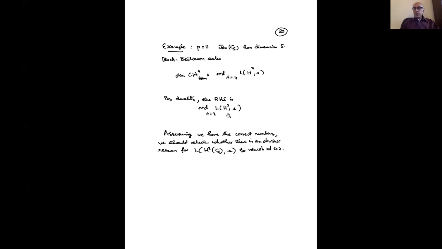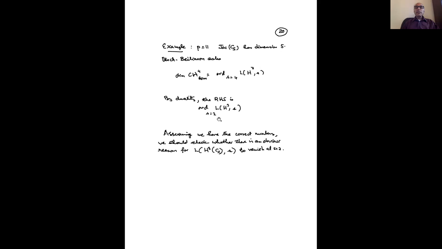Well, the L-functions of these Fermat curves and the Jacobians are well known. They're given in terms of Hecke characters. And so we should be able to check whether it vanishes or not. Assuming we have the correct numbers here, we should be able to check whether there's an obvious reason that this L-function vanishes at s equals 2.